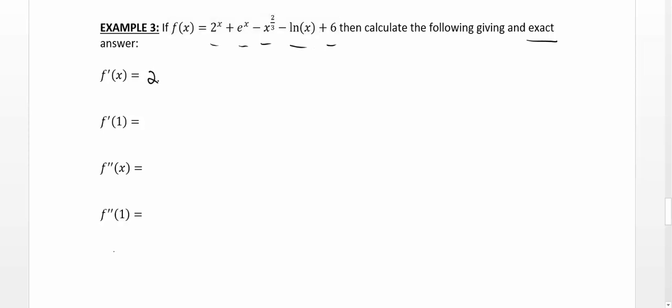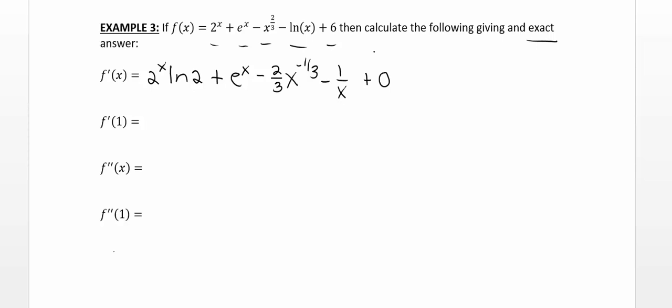So the first term is exponential. So my derivative is 2 to the x times the natural log of 2 plus the derivative of e to the x is e to the x minus, now x to the 2/3, remember that the power comes down and then we're going to subtract 1 from the power. So 2/3 x to the negative 1/3 minus, now 1 over x is the derivative of the natural log. And I'm going to write plus 0 because the derivative of 6 is 0. 6 is a constant. So just to remind us that we actually took the derivative of that, I'm just going to leave that here for now.